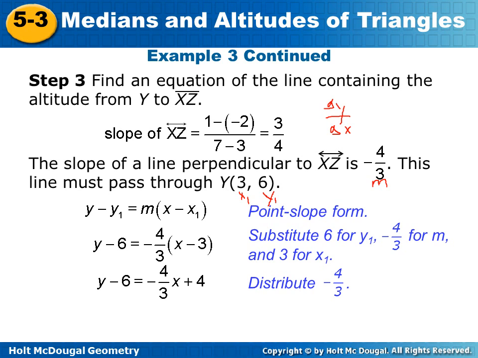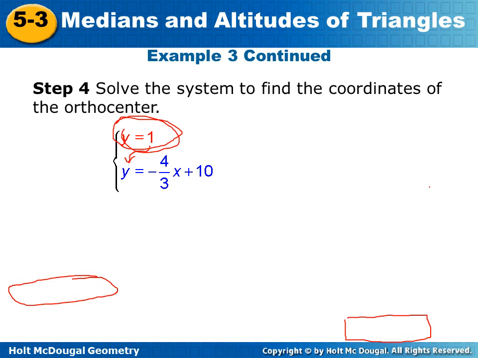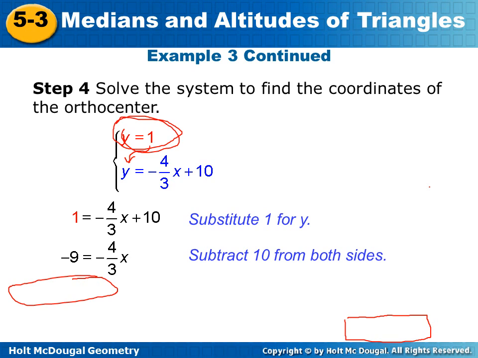And then we can distribute that -4/3 and add 6 to both sides to get y by itself. That's what we call slope-intercept form. Hopefully you guys remember how to do that. If not, you can ask questions before school or during lunch. So now we need to solve the system to find the coordinates of the orthocenter. So y is equal to 1. So we take 1 and put it in for y. So 1 is equal to -4/3 x plus 10. Subtract 10 from both sides, and multiply by -3/4 to get our final answer.